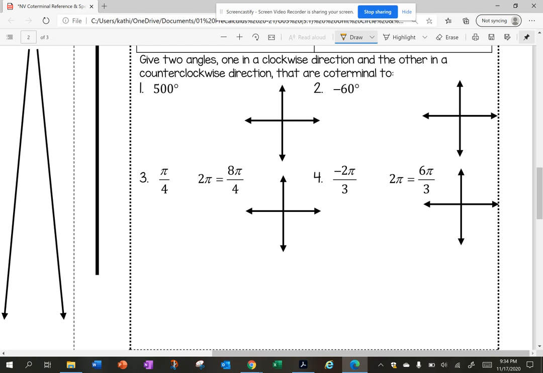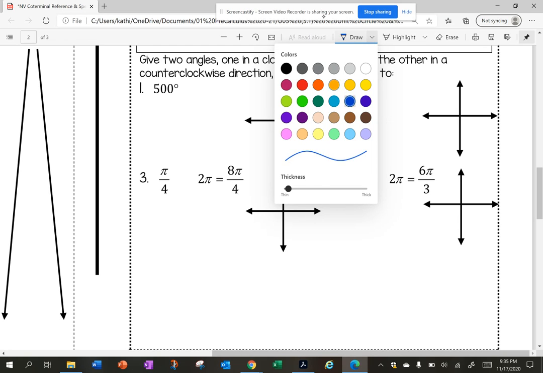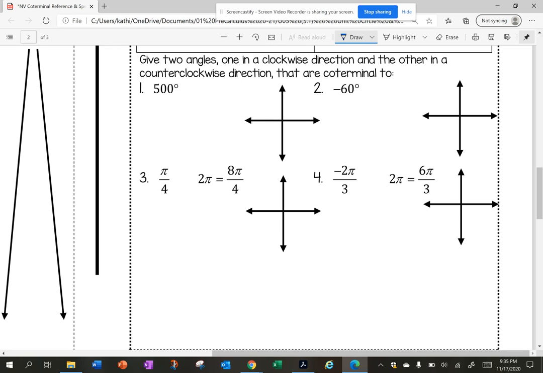All right, let's start out with 500 degrees. I'm going to add and subtract 360. So I'm going to add 360, so that's 860 degrees. And 500 minus 360 is 140 degrees. So 140, 500, and 860 are coterminal angles.